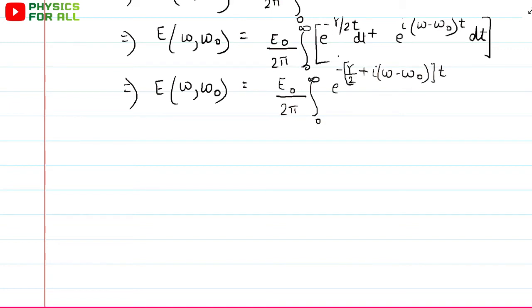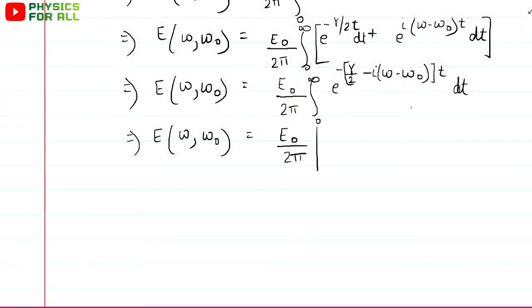But if I take minus common, then this term should become negative. Then I'm writing gamma, and this becomes negative dt, E naught upon 2 pi. Now this has been solved. What is the integral of e raised to power something? This is e raised to the power something as it is upon this portion, the power.